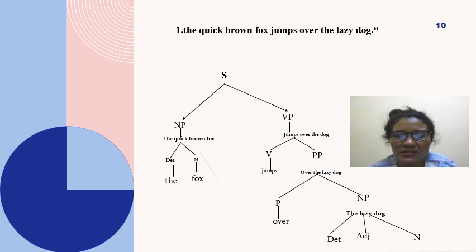What is this? This is the preposition. Sorry, this is the preposition: over. And we're going to the noun phrase here, the lazy dog. The is a determiner, lazy is an adjective, and dog is a noun.